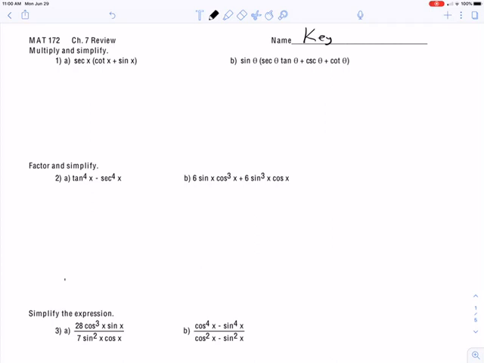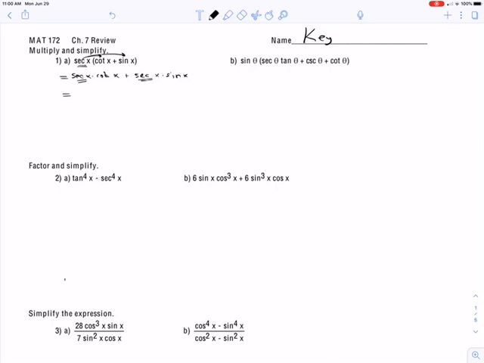So let's go ahead and take care of the multiplication, right? We've got secant that we need to distribute. So let's go ahead and multiply that through. As we do that, we have the secant of x times the cotangent of x plus the secant of x times sine of x. So distributing secant through. And now let's apply identities.